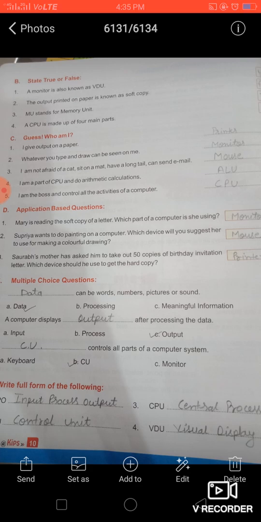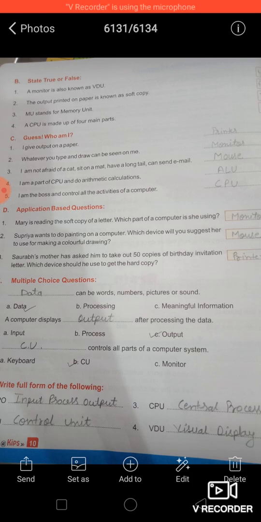Next: I am not afraid of a cat, sit on a mat, have a long tail, can send email. Here they are describing the look of the device, which is not afraid of cats. It's a mouse, which has a long tail. So here they are talking about the mouse.